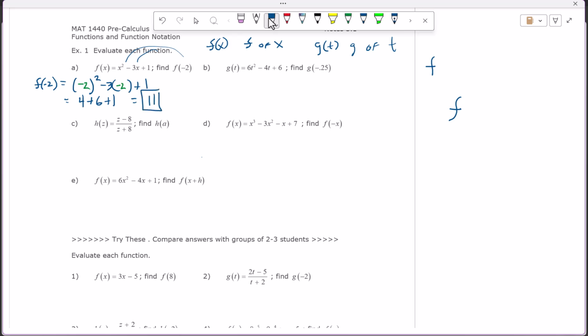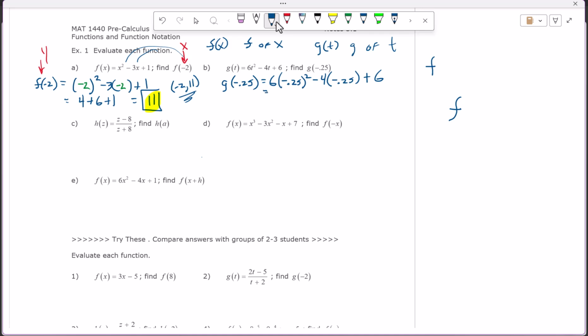And all this really means is if you graphed this function, you would have a point negative 2, 11 on the graph. That's what that means. You're finding the y value given the x value. So that's the x value. F of negative 2 is the y value. Okay, the next one, we're going to do g of negative 0.25. So we're going to do 6 times negative 0.25 squared minus 4 times negative 0.25 plus 6.